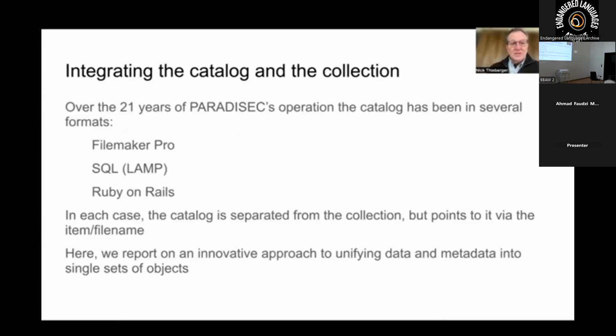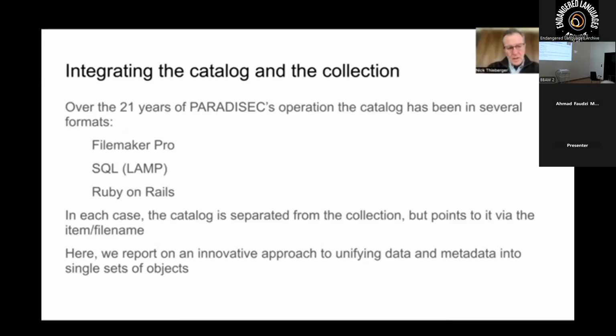So over the last 21 years, PARADISEC's been using catalogs in various formats. Initially in FileMaker Pro, then in an Apache SQL configuration. Now it's in Ruby on Rails. But in each case, the catalog is separated from the collection, but points to it via the item or the file name. So the catalog itself doesn't contain the collection, it points to the collection.